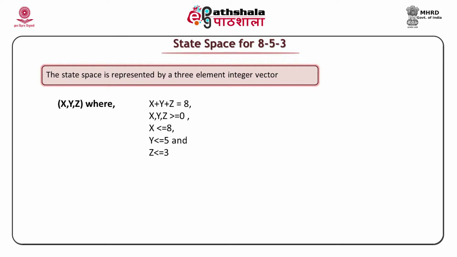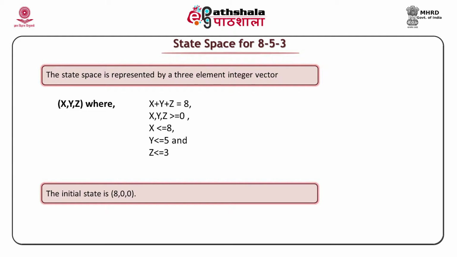We say that the state space is represented by (x, y, z), where x plus y plus z is 8. That means the total amount of milk that we can have is 8. x, y, z are greater than or equal to 0, where we do not have negative values. x is less than or equal to 8, the capacity of x is 8, so you can have 8 or less. y is less than or equal to 5, so the capacity of y is 5, so you can have 5 or less, and z is less than or equal to 3. That means the z value can be maximum 3. The initial state is 8 0 0. Okay, so this is how you represent the state space.